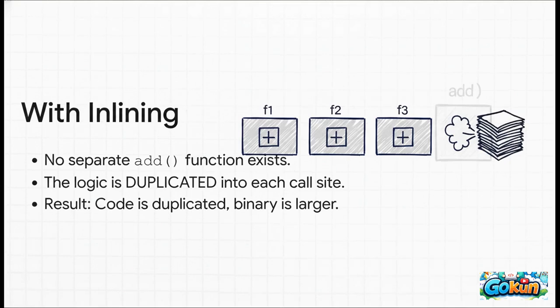The compiler decides our add function is a great candidate. So in the final program, the separate add function is completely gone. Instead, the actual machine code for adding 2 numbers is physically copied and pasted inside of F1 and inside of F2 and inside of F3. The same logic is now duplicated 3 times, which naturally makes the program bigger.